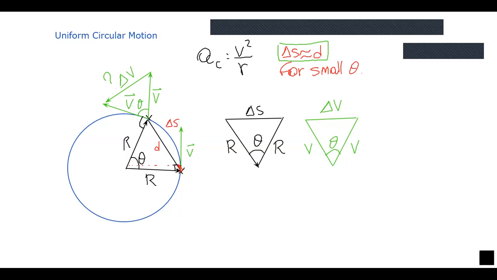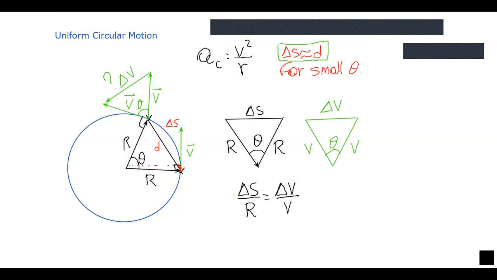So we have these two triangles now, and because they're similar triangles, we can compare the ratios of the sides within the two triangles. So we obtain, for the first one, that the ratio of delta S over R must be equal to the ratio of delta V over V on the other side. And the reason for that is because they share the same angle and they have two equal sides, so they're both two similar isosceles triangles.